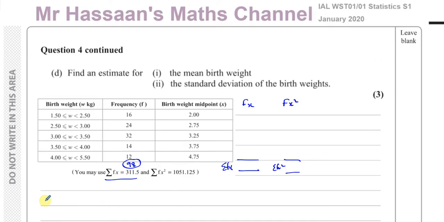All right, so we can say that the mean, which is given the symbol mu, you can also give it the symbol W bar, is equal to an estimate of the mean, is equal to the sum of fx divided by the number of entries, which is 311.5 divided by 98, and that should give us the mean weight.